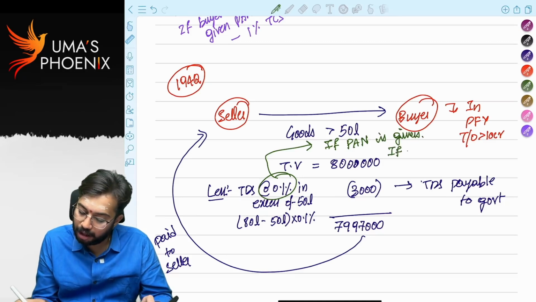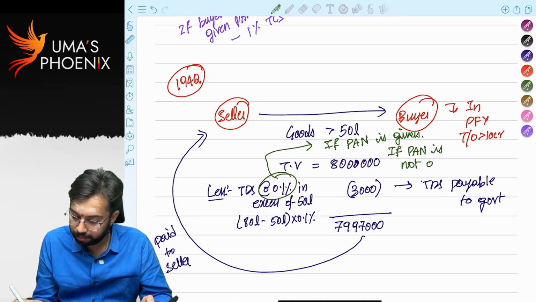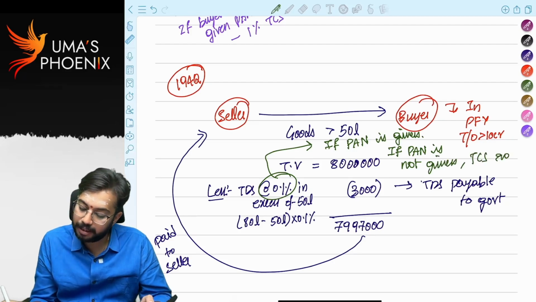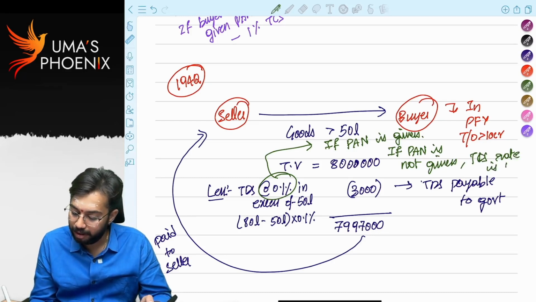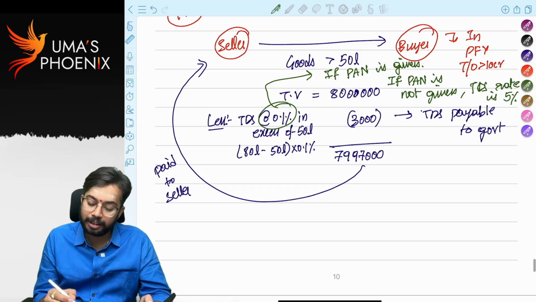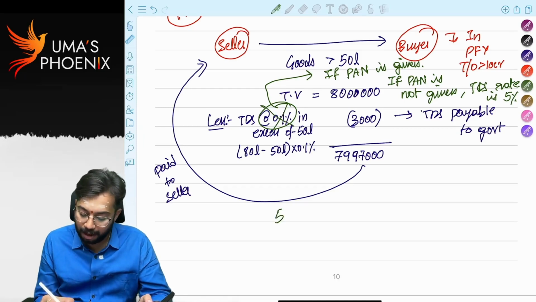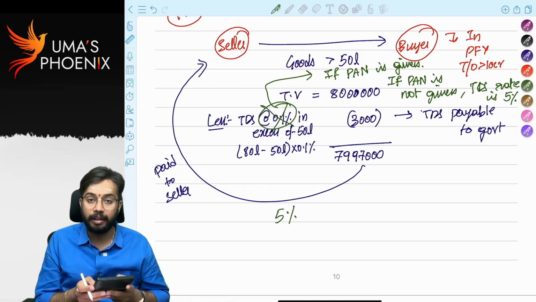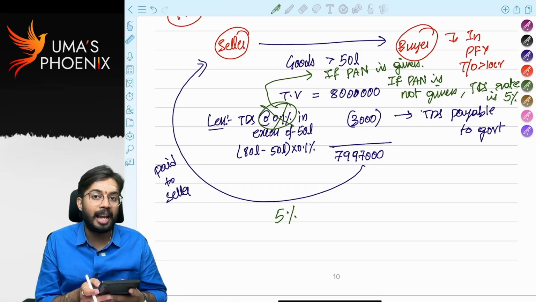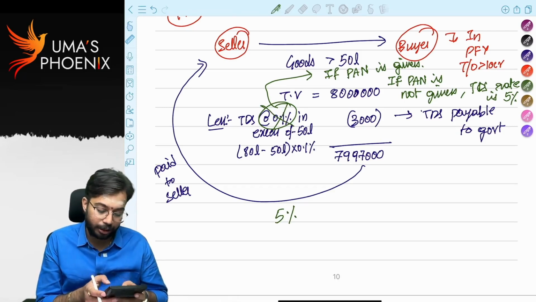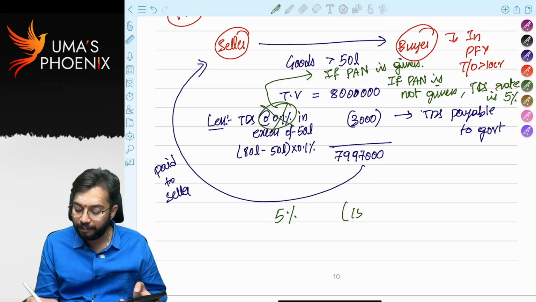If PAN is not given, TDS rate is 5%. For example, if PAN is not given, in place of 0.1%, 5% TDS will be deducted. 5% of what? 80 lakhs minus 50 lakhs, 30 lakhs into 5%. 1,50,000 TDS will be deducted from 80 lakhs.